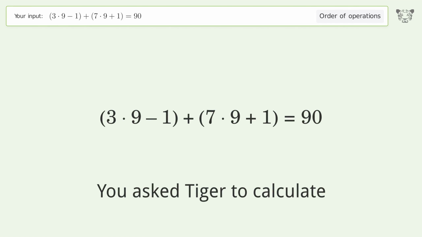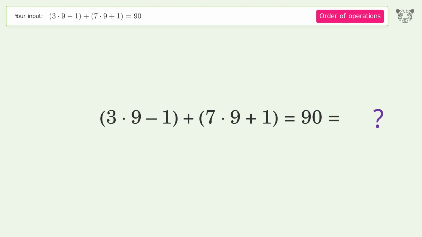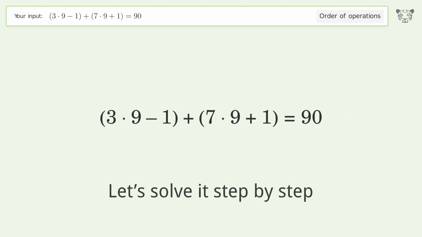You ask Tiger to calculate. This deals with the order of operations. The final result is 90 equals 90. Let's solve it step by step.